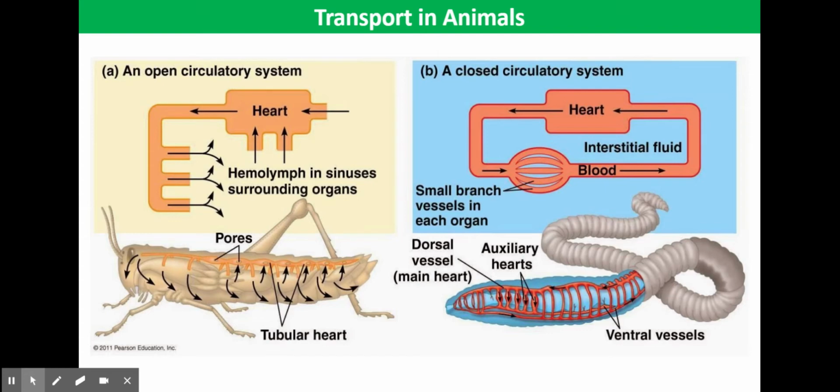In comparison, the closed circulatory system. In larger animals, the blood stays entirely inside vessels. This is a closed circulatory system. A separate fluid called tissue fluid bathes the tissues and cells. This has certain advantages over the open system. For example, higher pressure, so that the blood flows more quickly, more rapid delivery of oxygen and nutrients, more rapid removal of carbon dioxide and other wastes, and transport is independent of body movement.